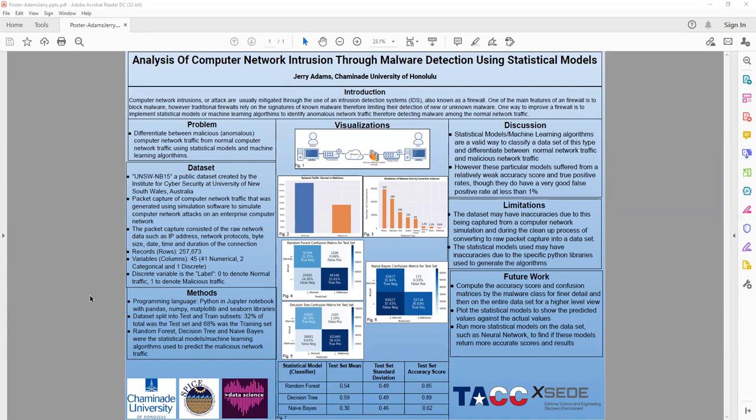The statistical models I chose to use to try and predict the malware were random forest, decision tree, and naive Bayes. I chose these models because they were the most accessible from the libraries that I had in Python. Moving on to visualizations.